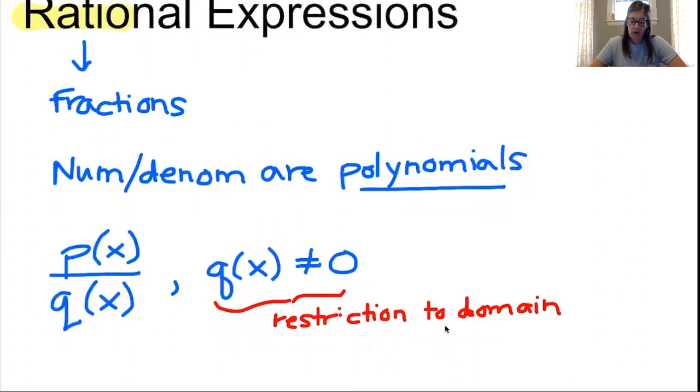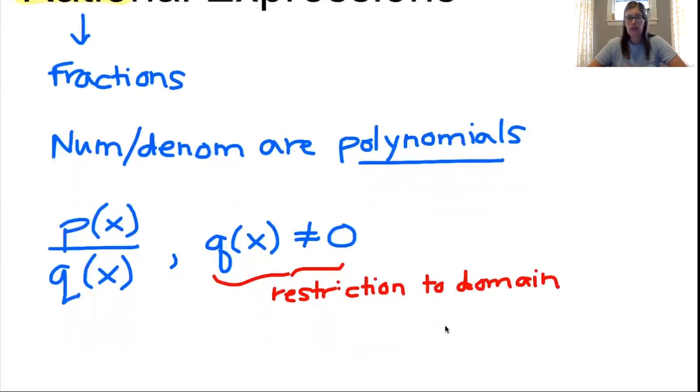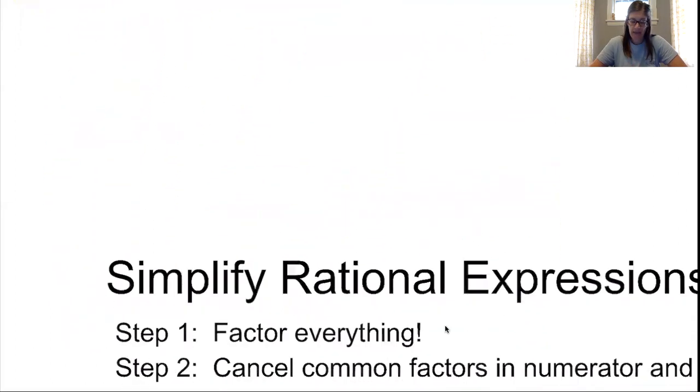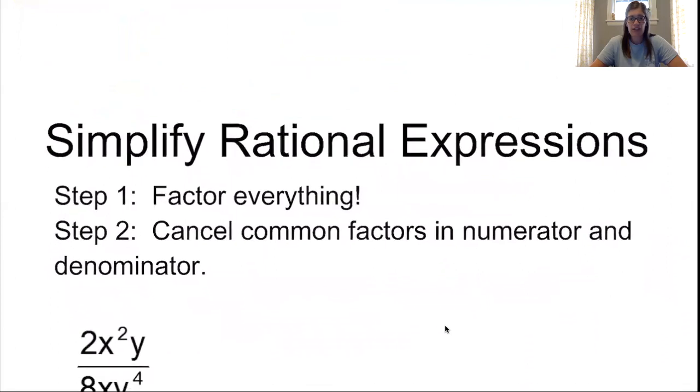In this video, we're going to do 3 different operations. We're going to simplify, we're going to multiply, and we're going to divide. And then in the next video, you're going to add and subtract. So first, simplify rational expressions.